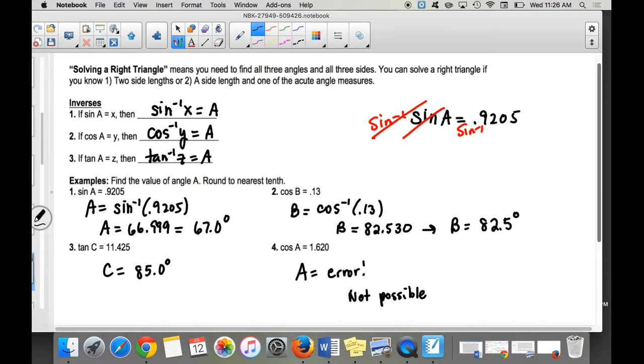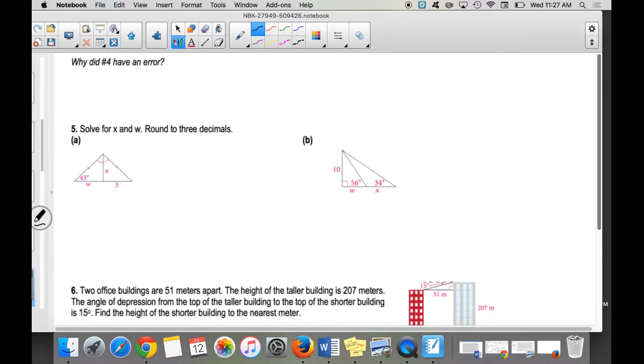Okay, making sense so far? So we're going to try to solve the right triangles. Flip your page. We're going to try to find all the missing side lengths and all the missing angles. All right, so why did number 4 have an error? Because sine and cosine are never greater than 1. It says solve for x and w, round to 3 decimals.